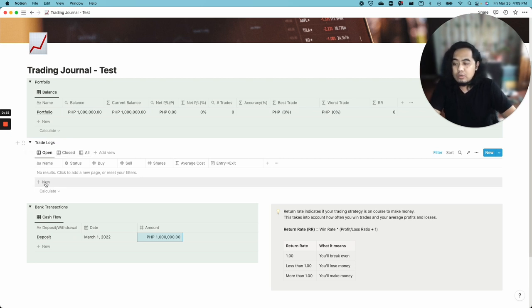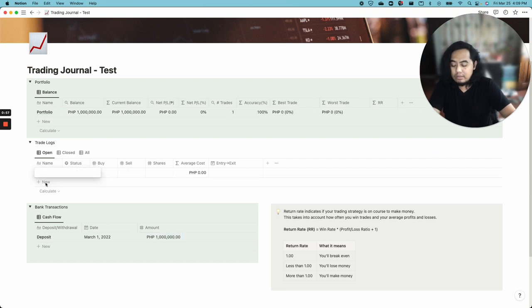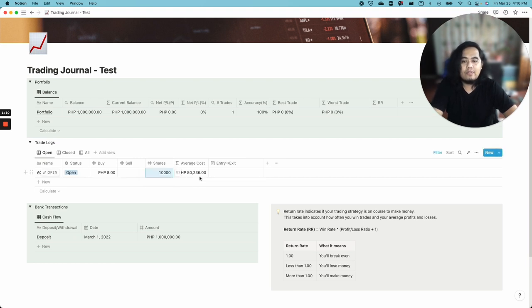Let's use ACEN as a sample. Let's say I have ACEN, bought at 8 pesos with 10,000 shares. It will show an average cost, which also includes the PSE fees. That's already calculated in the background.